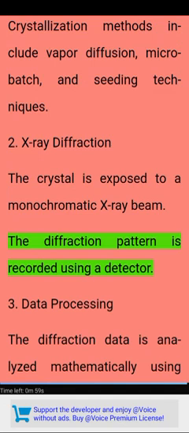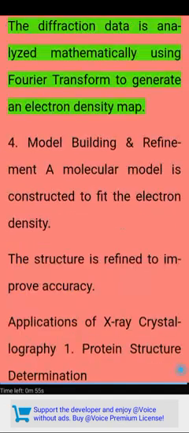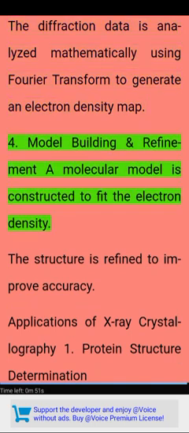The diffraction pattern is recorded using a detector. 3. Data processing. The diffraction data is analyzed mathematically using Fourier transform to generate an electron density map. 4. Model building and refinement. A molecular model is constructed to fit the electron density. The structure is refined to improve accuracy.